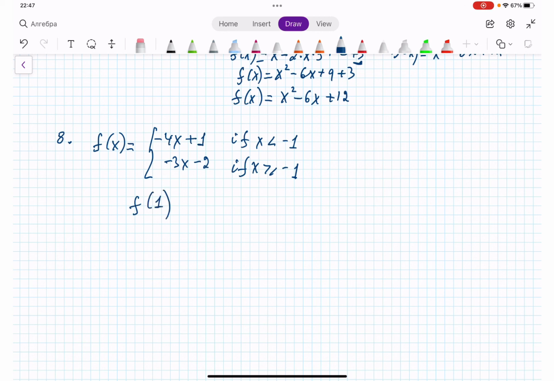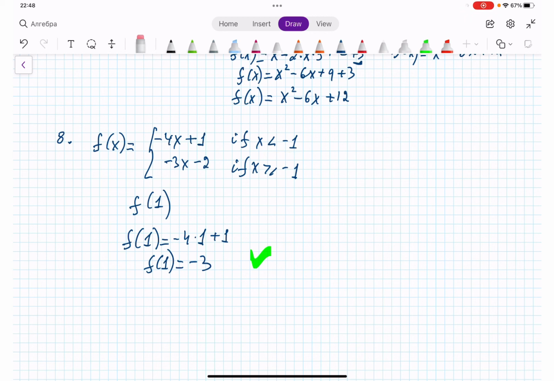Okay, so let's plug into the first one. f of 1 is equal to negative 4 times 1 plus 1. So f of 1 is going to be equal to negative 4 plus 1. Well, might as well just write down negative 3. So we got negative 3. Does it satisfy this condition? Yes, less than 1. So there is a check mark. So it can be considered as a solution.